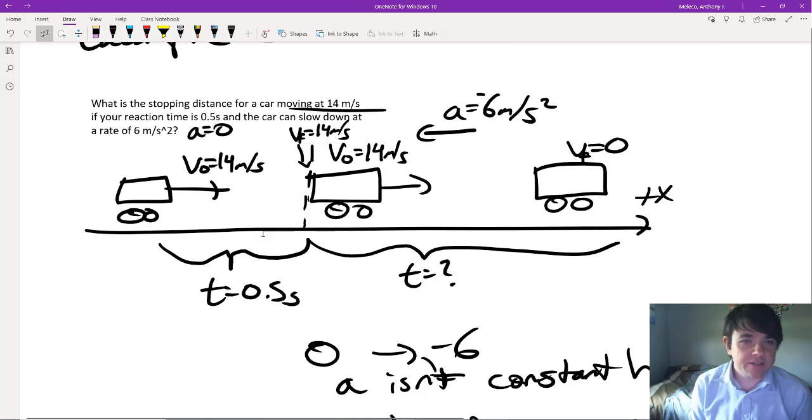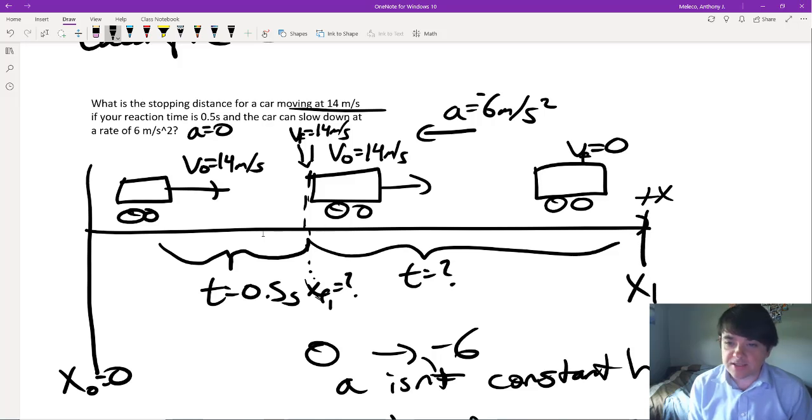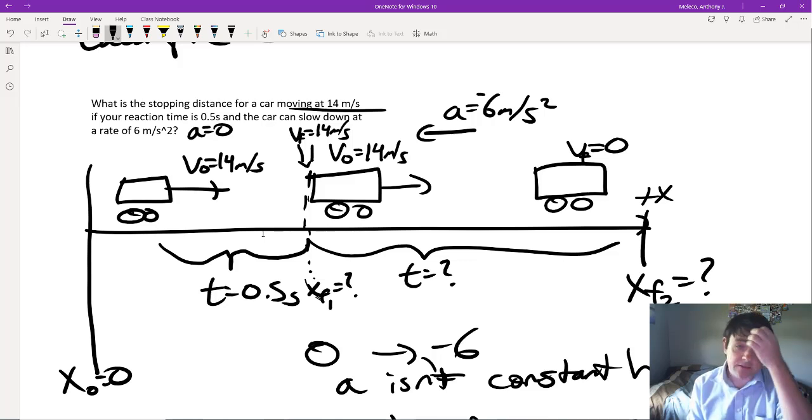So let's look back. We ultimately need, what is the stopping distance? Okay, so we need x. So what I'm going to do right here is I'm going to say x initial is 0. Okay. After 0.5 seconds, we don't know what x final is. So we'll call this x final 1. Here is x final 2. We also don't know what the ultimate distance is. Okay, so what I'm going to do is I'm going to solve for this section first, and then this section.